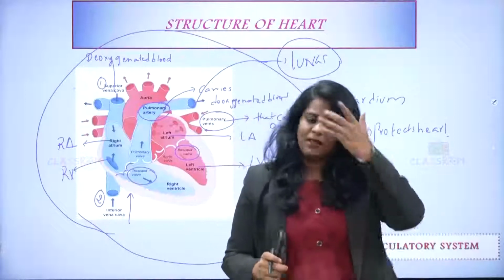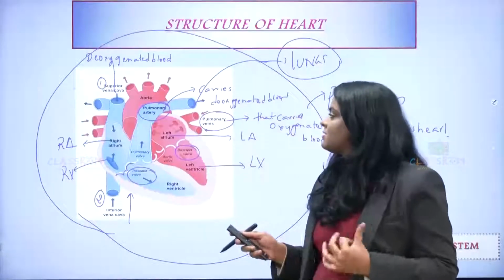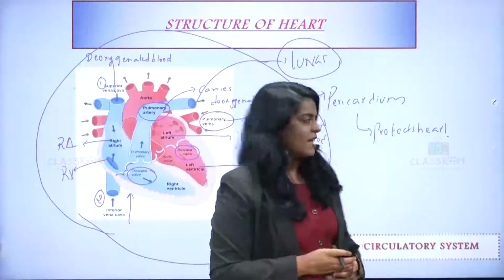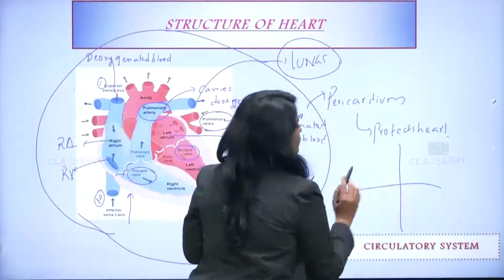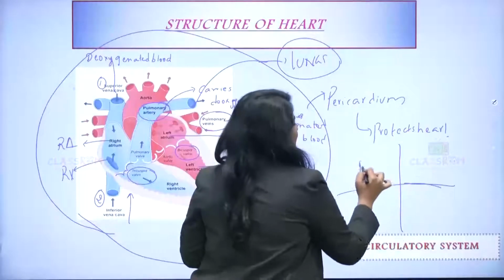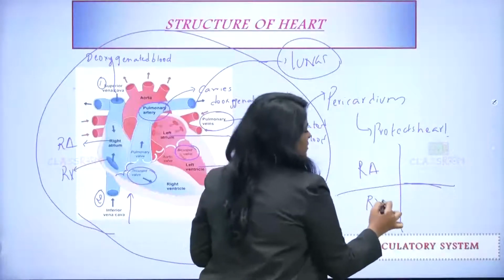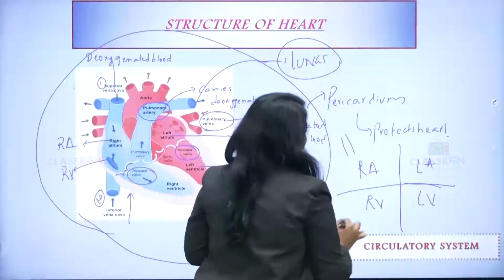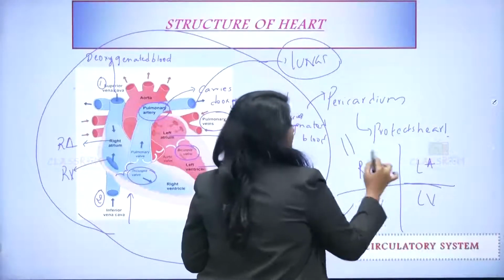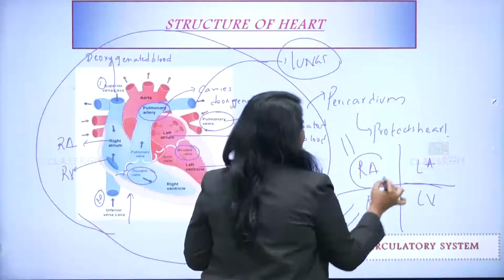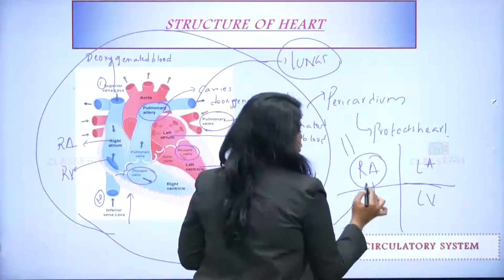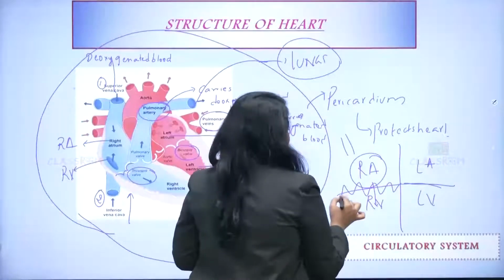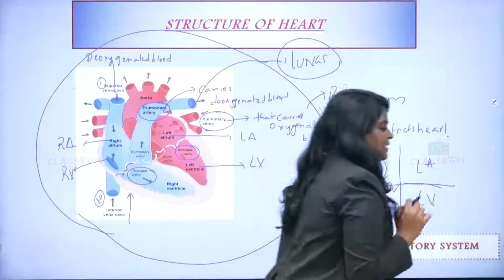It's very simple. If you think this diagram is a little complicated, you can always make your own diagram. All you need to remember is just these 4 lines. This is right atrium, right ventricle, left atrium, left ventricle, superior vena cava, inferior vena cava. It's draining the blood here, and from the right atrium, if the blood has to go to the right ventricle, there is this door. That door is called tricuspid valve.